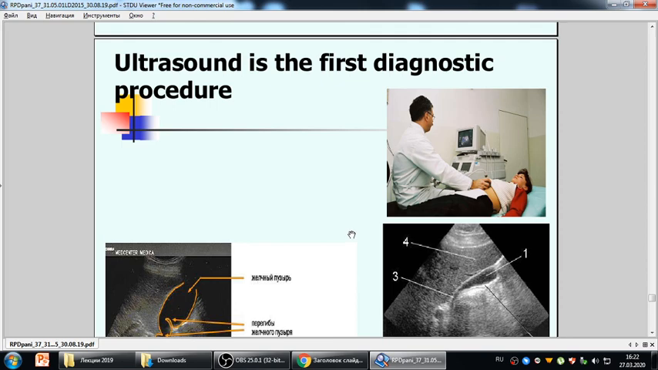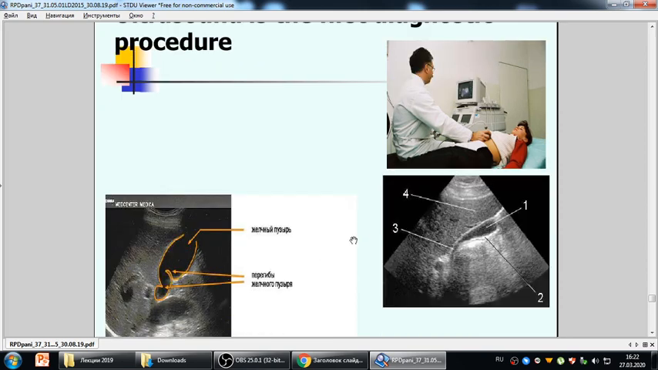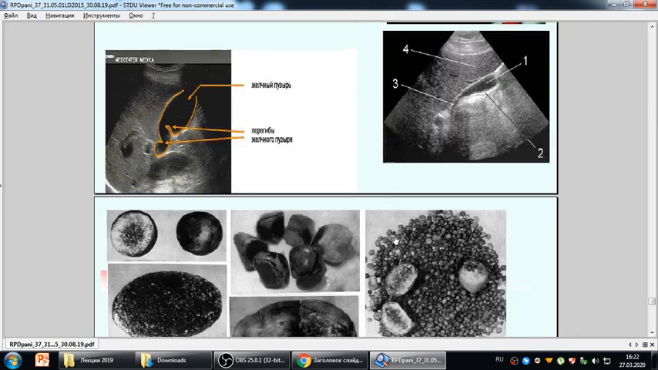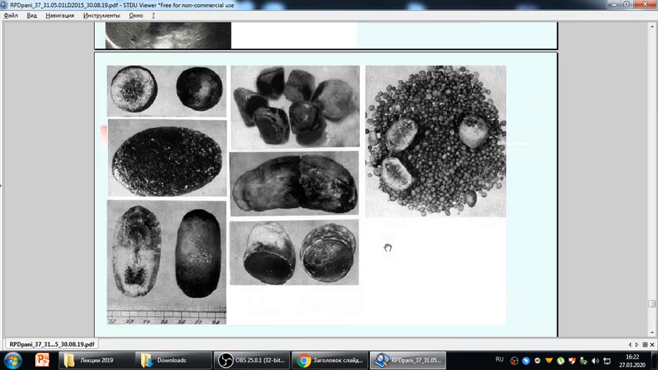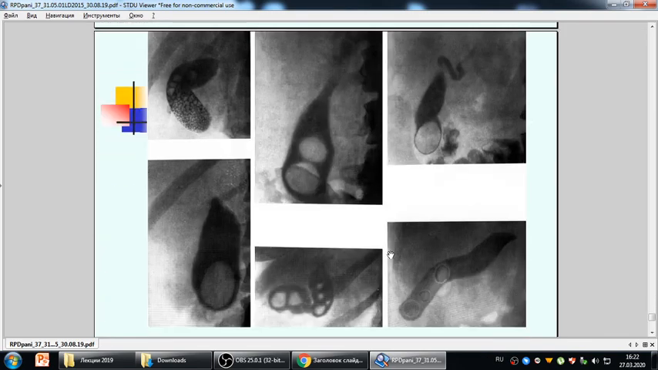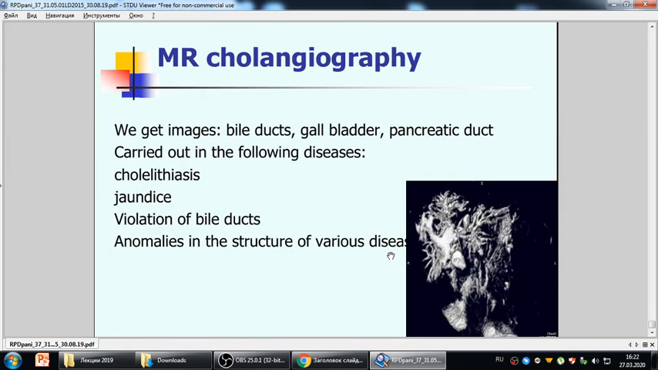And a very important method is, of course, the ultrasound method. This is the first diagnostic procedure, and with ultrasound we'll see first the wall of the gallbladder and thickening of the wall of this gallbladder, the size of the gallbladder, and also any stones and their size. And here are stones, and different kinds of stone can accumulate in the gallbladder.